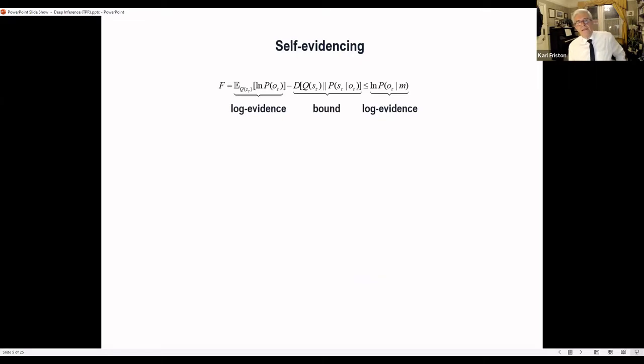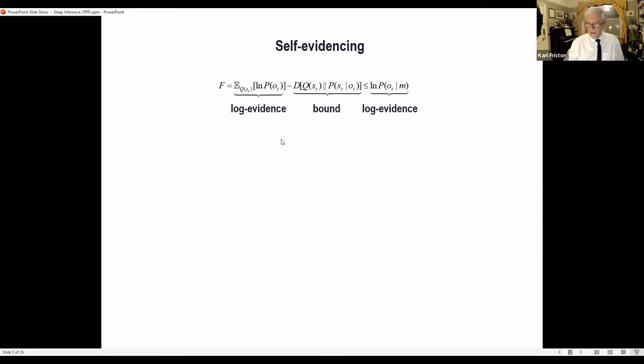Another way of writing out that expression for the free energy will be more familiar for people in machine learning. So it is trivially provable that this free energy provides what's called a lower bound on the log of the evidence, which means if I maximize F, I'm guaranteed, to within a bound provided by this KL divergence or relative entropy here denoted by D, to maximize my log evidence and hence self-evidencing.